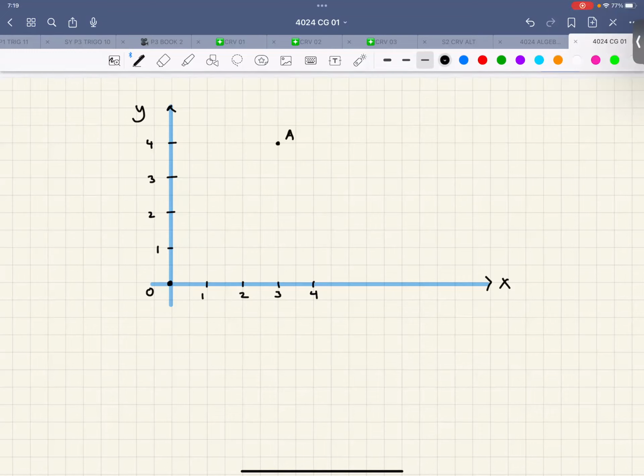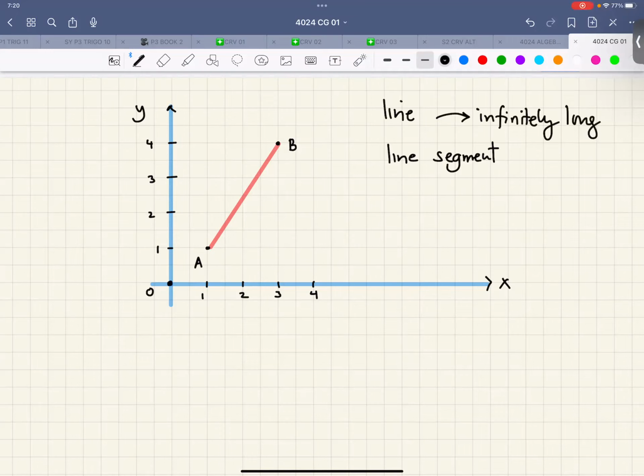This is point A. And let me label a point over here, which is 1, 1. And let me interchange the name. This is A and this is B. And if I join these 2 points, I get a line. So a line segment is part of a line. A line is infinitely long, whereas a line segment has a finite length.